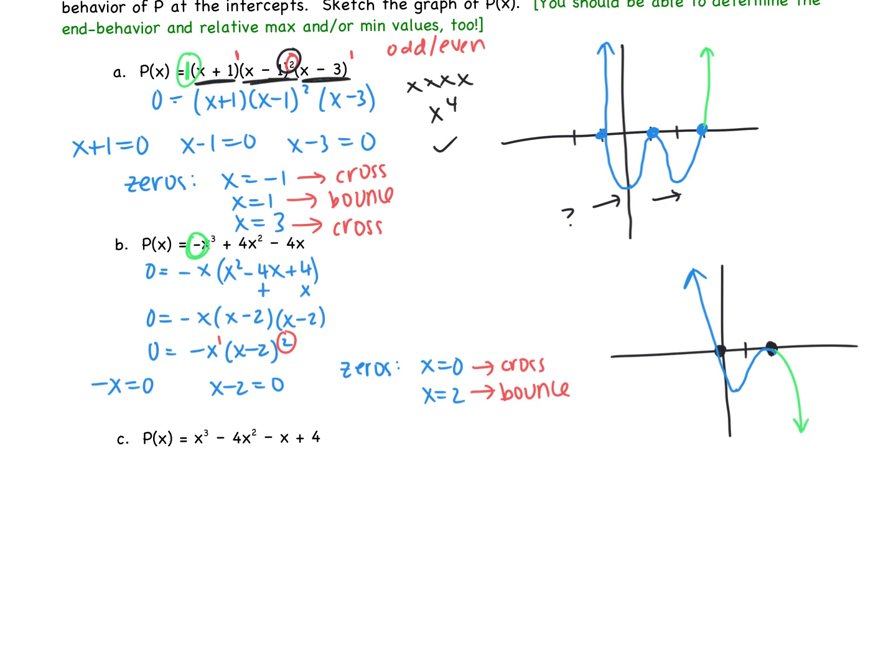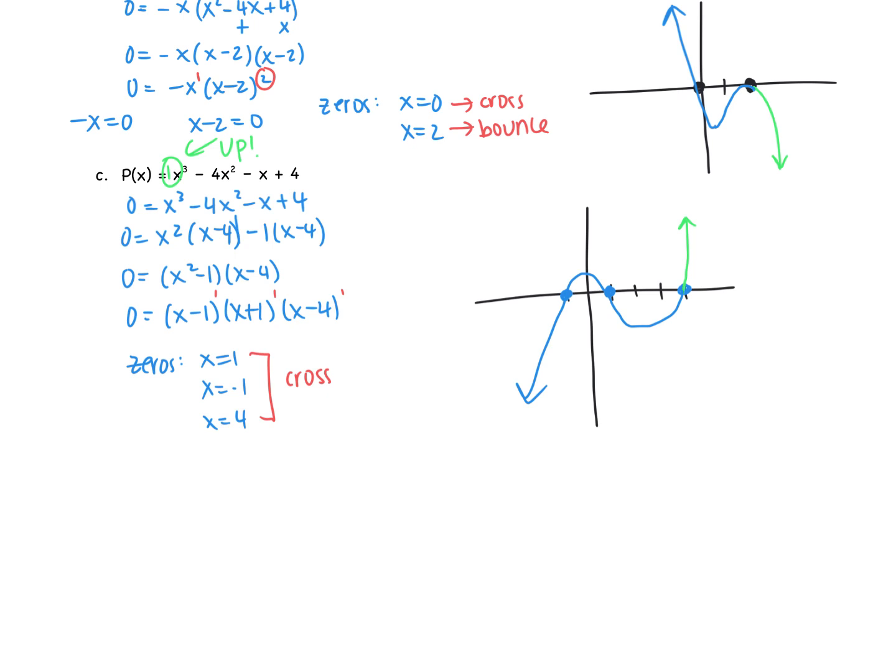Okay, in C, I'm going to get you started. Make your output 0. How would I go about factoring this one, Audrey? Yep, split it into 2. So this is where I'm going to leave you. Take 2 or 3 minutes and complete this entire problem. Find the zeros, find their behavior, and draw a graph.